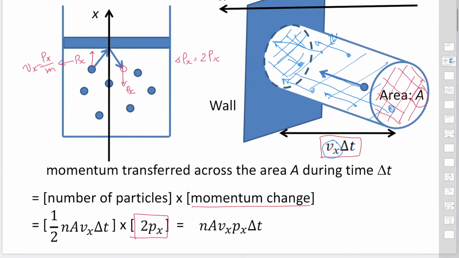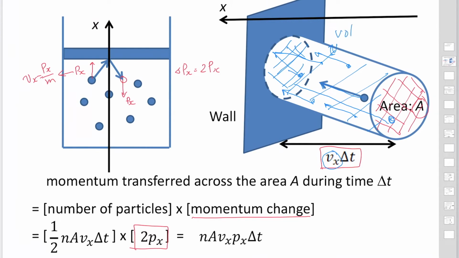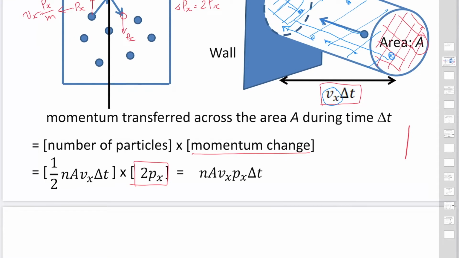At first, we need to calculate the volume of this cylinder. The volume is the area A times the height, v sub x times delta t. So A times v sub x times delta t is the volume. Volume times number density, where n is the number density, gives the number of particles existing inside this cylinder.